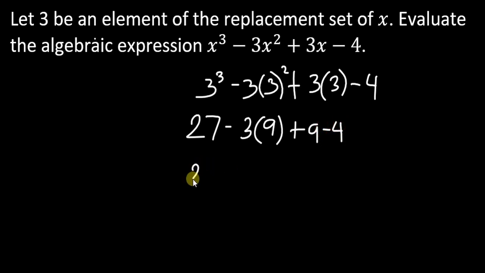So, 27 minus 3 times 9, that is 27. And 9 minus 4, that is 5, positive 5. 27 minus 27 is 0. At ang matitira na lang is 5.